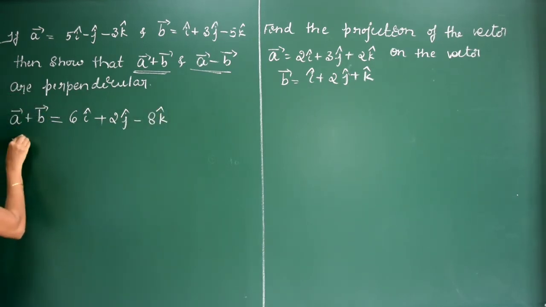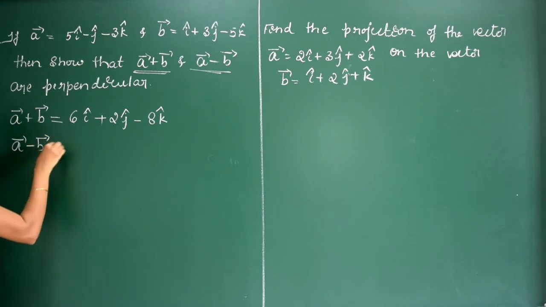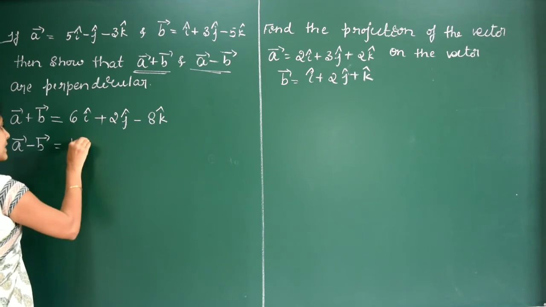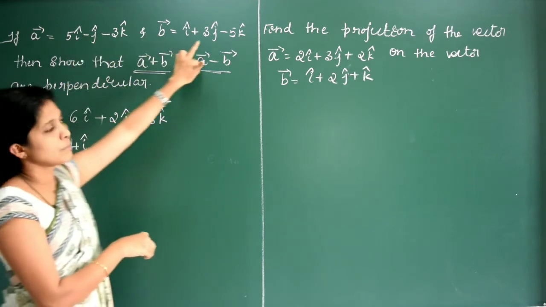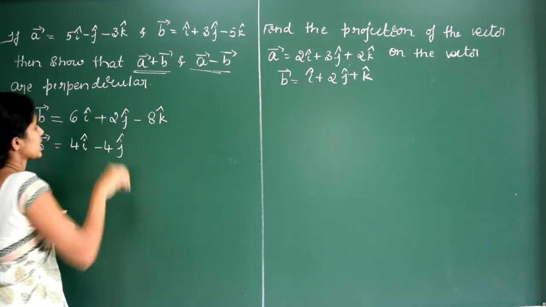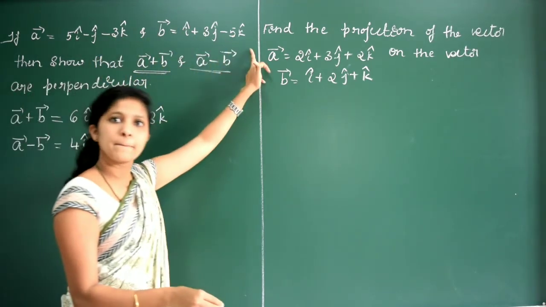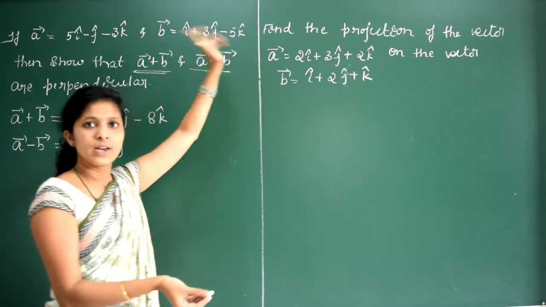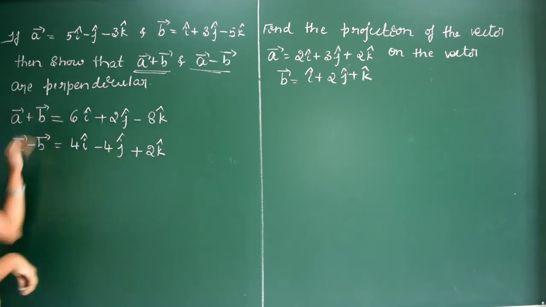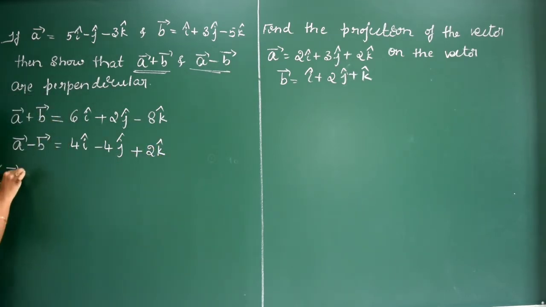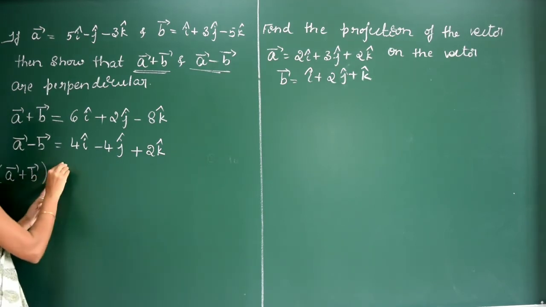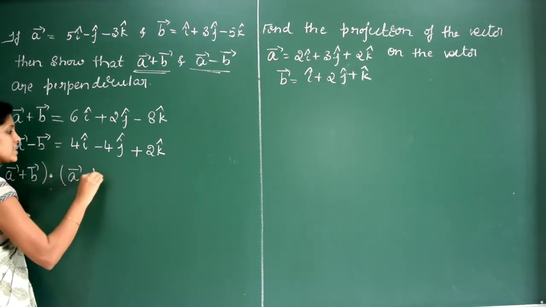Similarly we will find A vector minus B vector. We need to subtract: 5 minus 1 will be 4 i cap, minus 1 minus 3 will be minus 4 j cap, and last one minus 3 and plus 5. Minus of minus will be plus 5, so it is plus 2 k cap. Right? Now we will find the dot product of this. A vector plus B vector dot. See, this is very important. You have to represent dot A vector minus B vector.